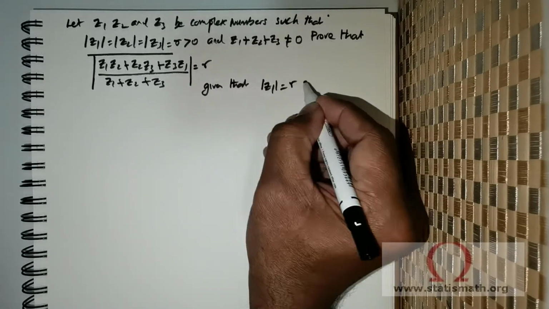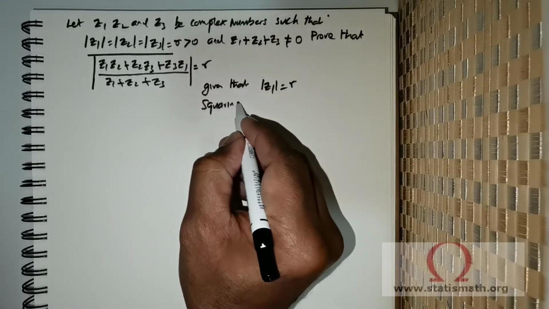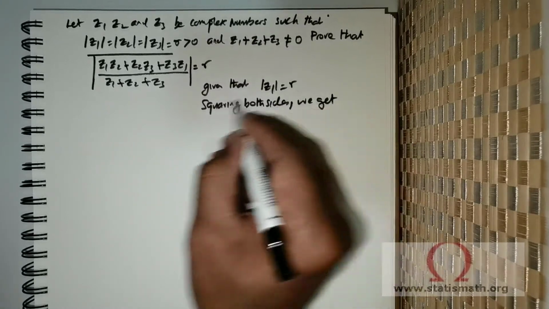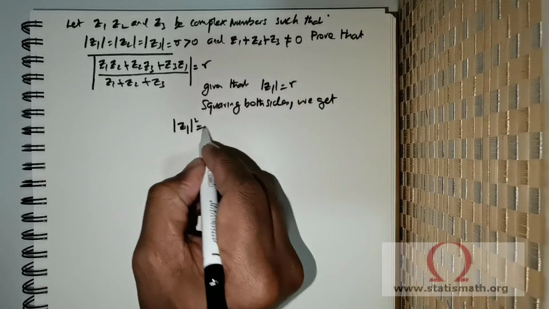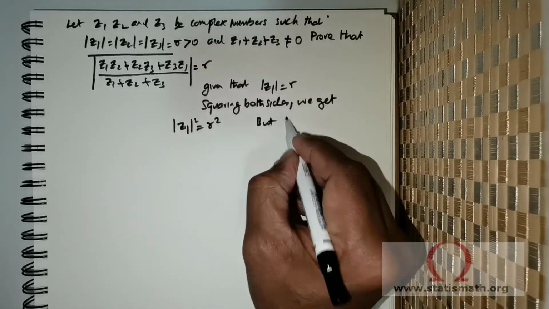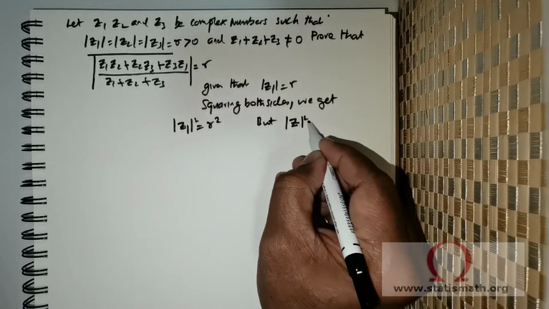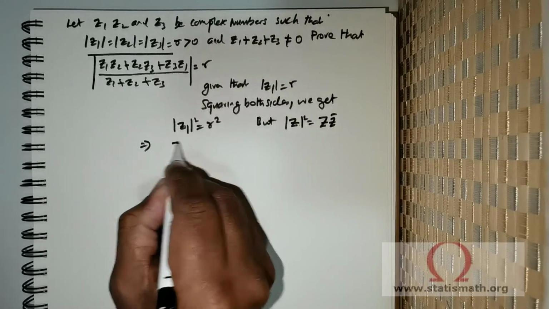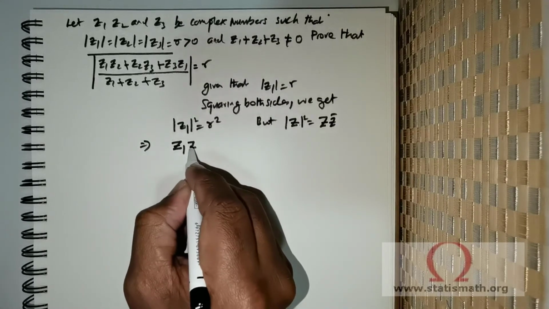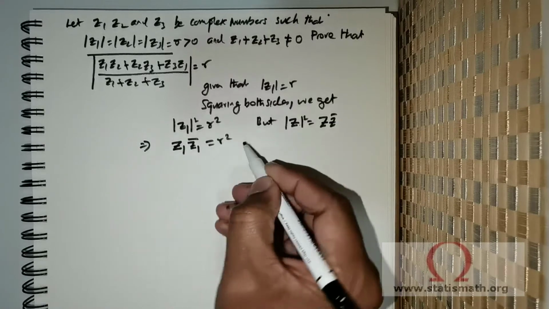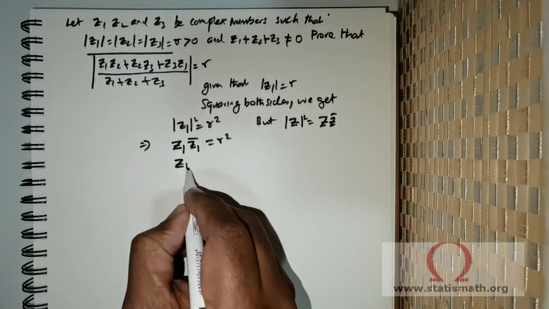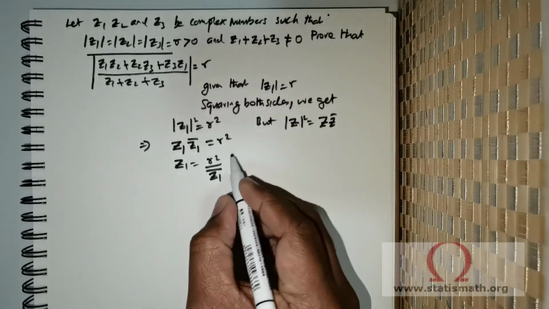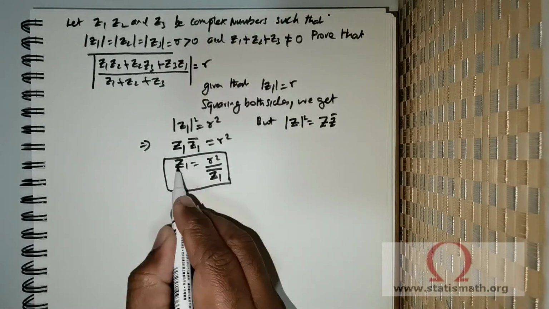Now, given that modulus of z1 is equal to r, squaring both sides, what do you get? You get modulus of z1 squared is equal to r squared, but modulus of z squared is actually z multiplied with its conjugate. So this would mean we have z1 multiplied with z1's conjugate is equal to r squared. Now from here I can write z1 to be equal to r squared divided by z1 bar. This is for the first complex number z1.